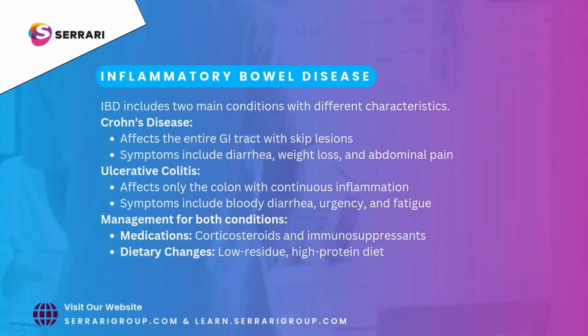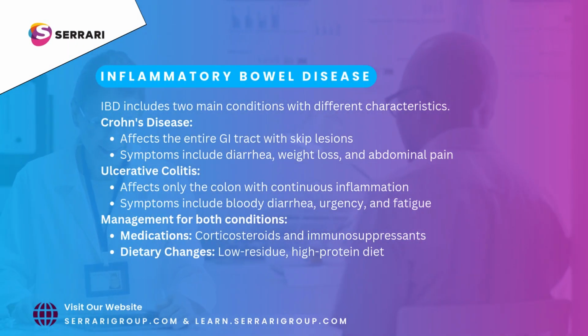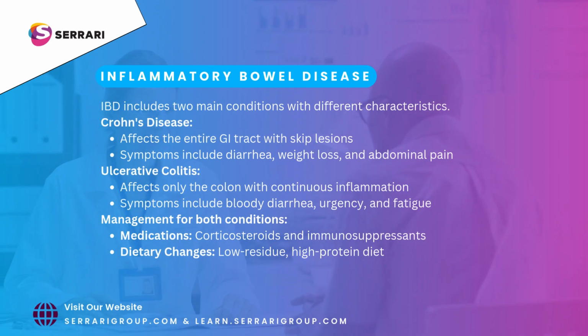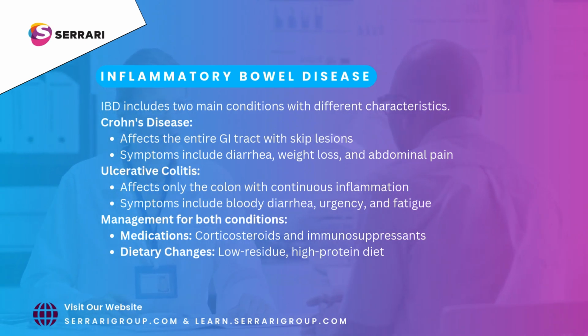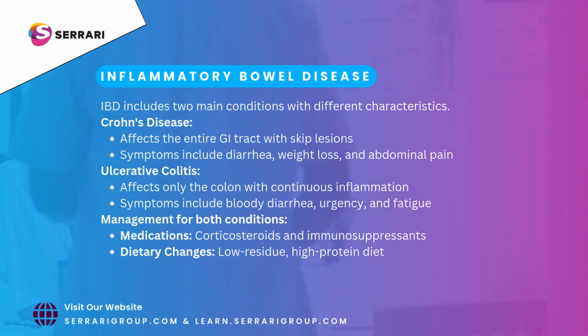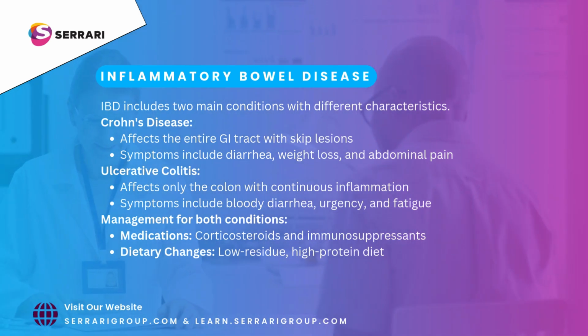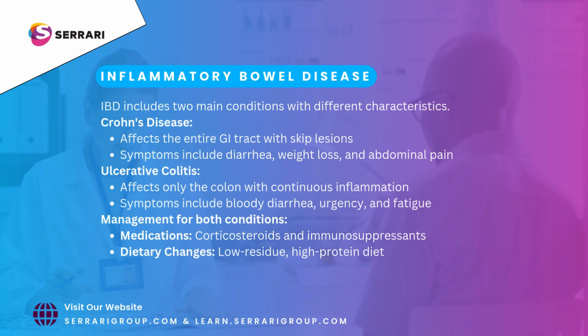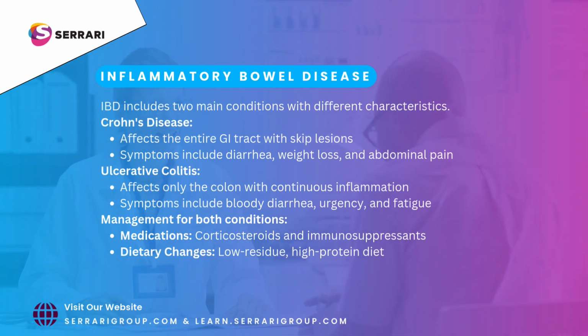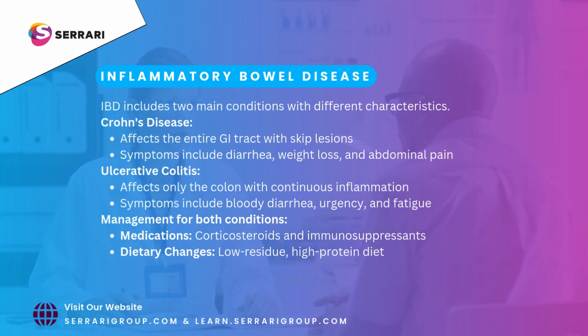Inflammatory bowel disease. IBD includes two main conditions with different characteristics. Crohn's disease affects the entire GI tract with skip lesions. Symptoms include diarrhea, weight loss, and abdominal pain. Ulcerative colitis affects only the colon with continuous inflammation. Symptoms include bloody diarrhea, urgency, and fatigue. Management for both conditions: medications, corticosteroids and immunosuppressants. Dietary changes, low residue, high protein diet.